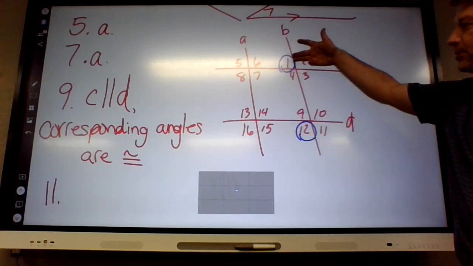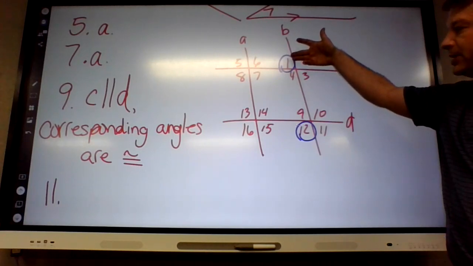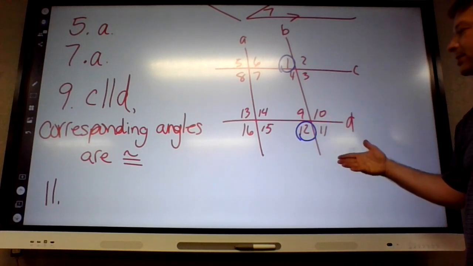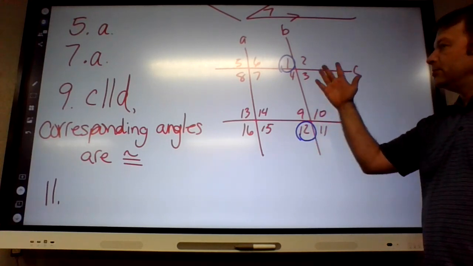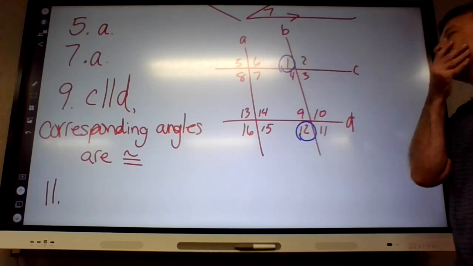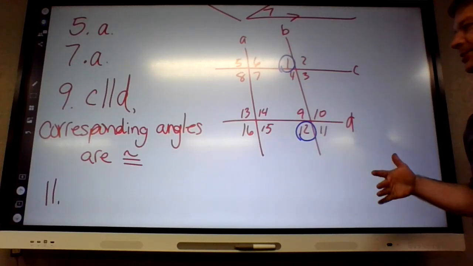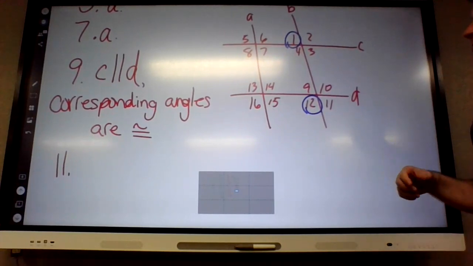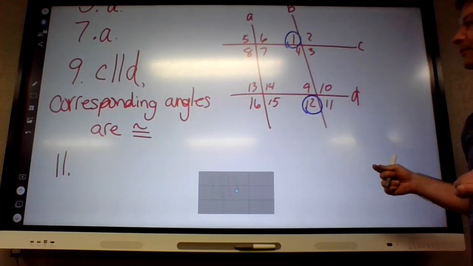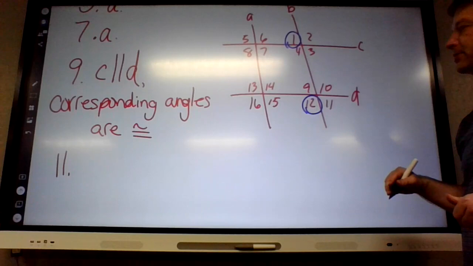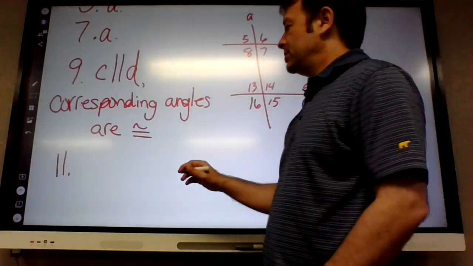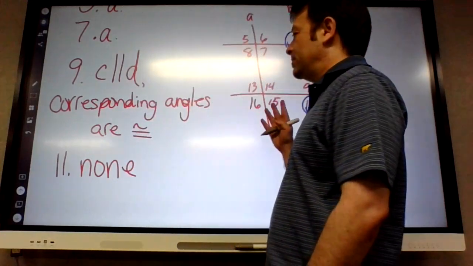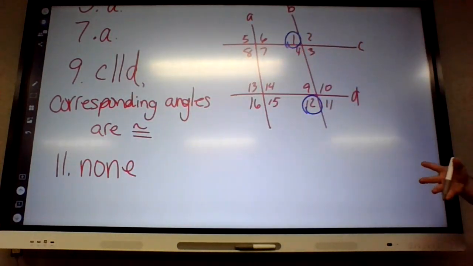Now, even though it's not one of our theorems, we did know that they should be supplementary if the lines are parallel. But they said they're congruent. Should they be congruent? Not normally. So we don't have enough information to figure out that these lines are parallel. So this one is none. They're not corresponding, they're not alternate interior, they're none of the above.